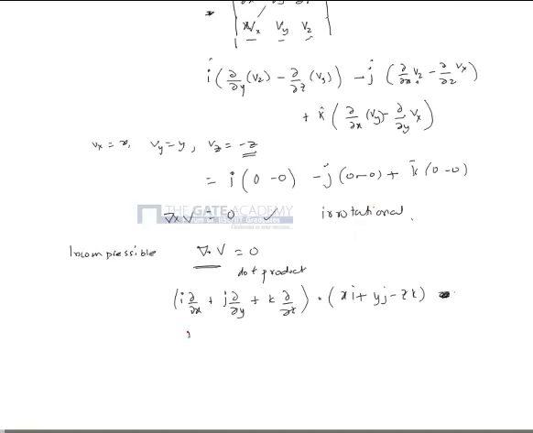The dot product means you just multiply the corresponding i components, j components and k components, so it will be dou by dou x of x plus dou by dou y of y minus dou by dou z of (minus z), so it will be 1 plus 1 plus 1, which is 3 and not equal to 0. So the flow is compressible. It's not incompressible, it's compressible. So let's see what the option is. The option is D. Thanks.